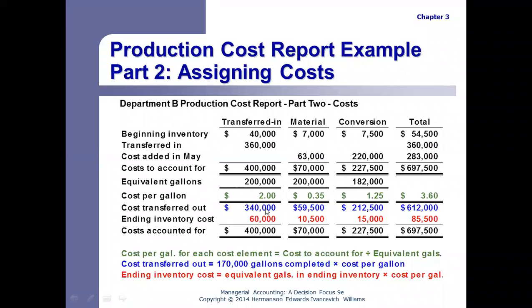Okay. So the cost transferred out, we know that we transferred out 170,000 gallons times this cost per gallon gives us these numbers in the blue here. And then the number in the red is simply the 30,000 we have in ending inventory times this cost per gallon. So we have 30,000 gallons times $2 a gallon here, equivalent times cost per gallon.